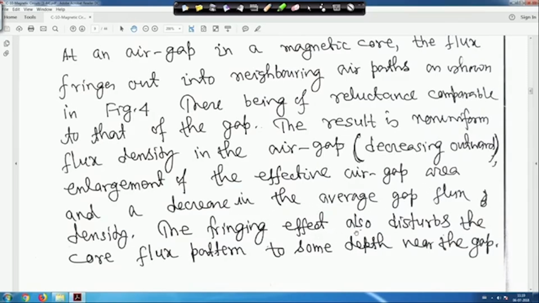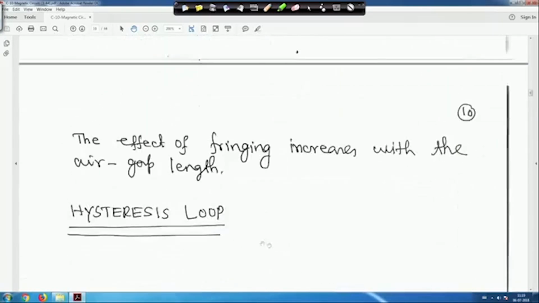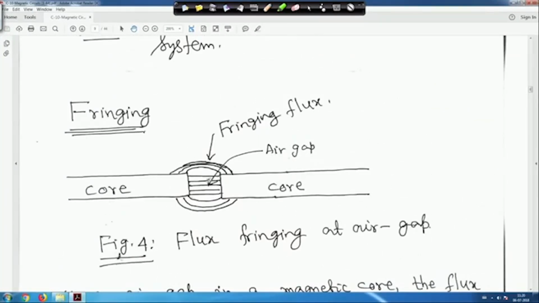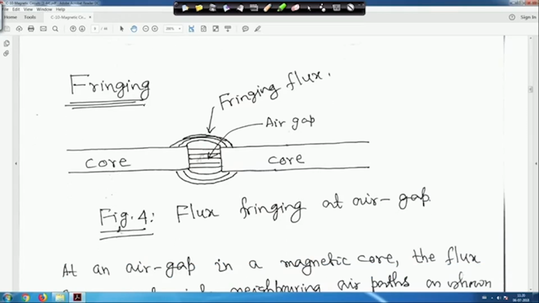The fringing effect also disturbs the core flux pattern to some depth near the gap, right, and the effect of fringing increases with the air gap length. It depends on the length, right. So if the air gap length increases, the fringing effect will also increase. Although we will not study this in detail in this course, it is just to give an idea that flux density is not uniform, and because of this fringing, the effective air gap area is getting decreased, right. So this is called fringing.